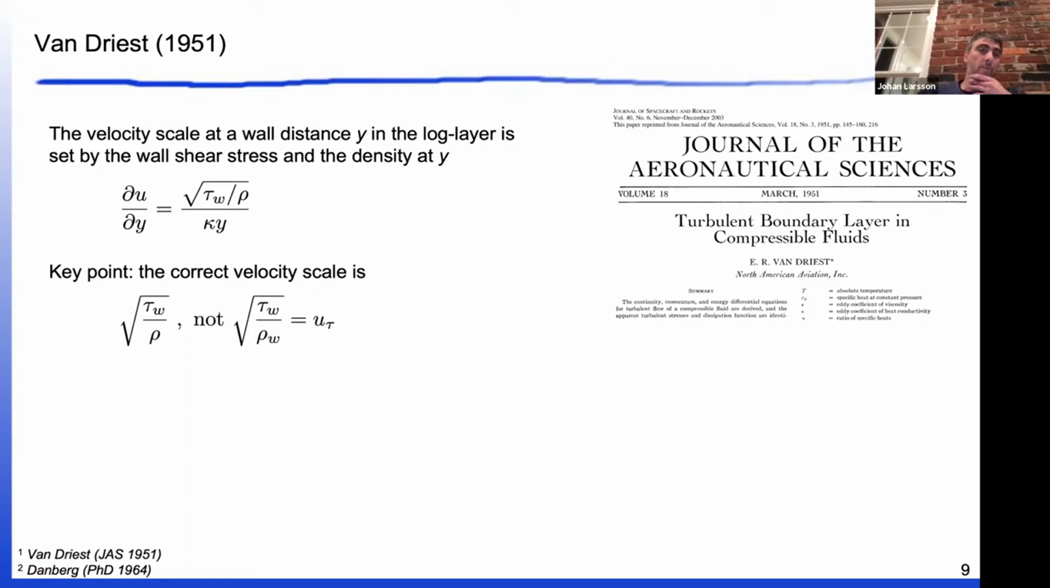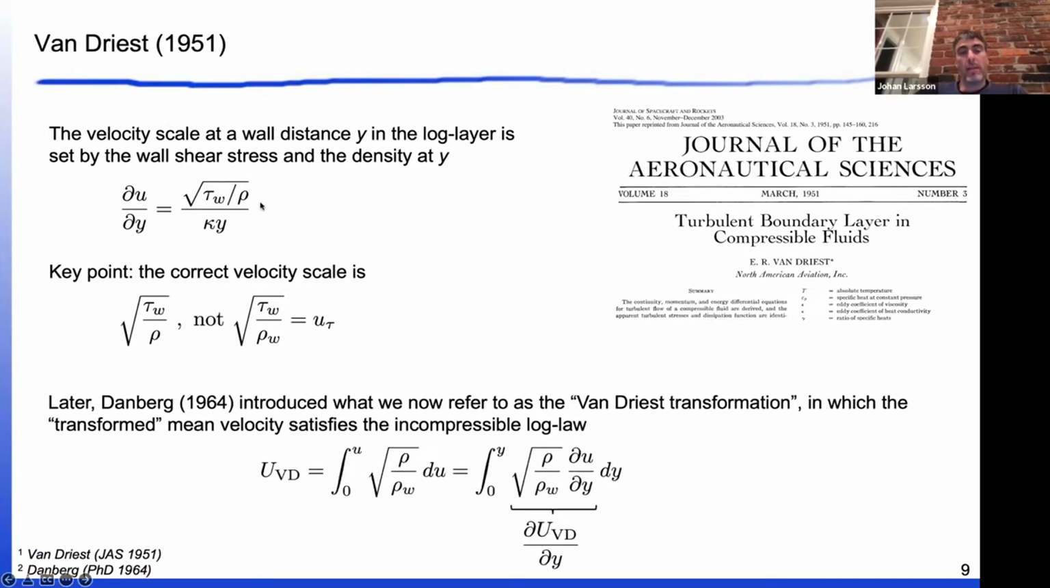That's truly impressive. The most important work was in 1951, where he said that if you go into the log layer, the velocity gradient in the log layer should scale not as u tau divided by wall distance, as we commonly do in incompressible flows, but instead the velocity scale is the square root of the wall shear stress divided by the local density. So it has to be the local density rather than the wall density. That was his main thing.